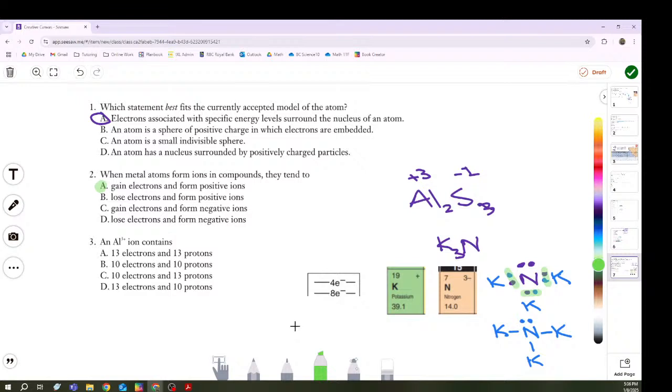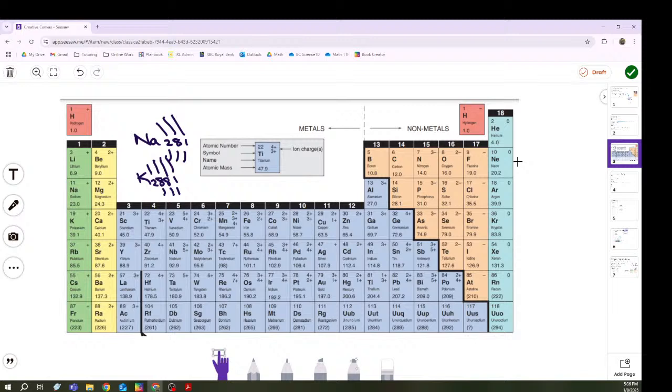All right. How about, oh no, that's not aluminum. I thought I just screenshot aluminum because I wrote it up here. If we have aluminum with a 3+ ion, how many electrons and protons does it have? So I'll pull it up. Here's aluminum. Where's aluminum? Here. How many protons and electrons does it have? Thirteen protons, yeah.